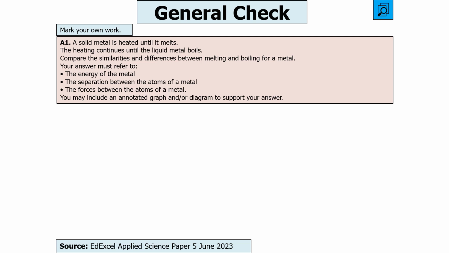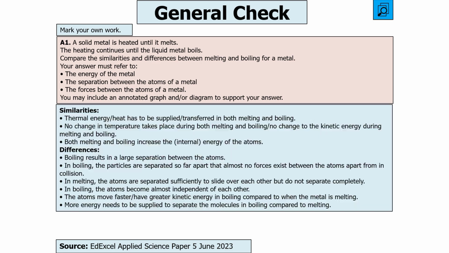Right. What's similar about the solid and the liquid metal? Well, the first thing is, in similarities, energy has to be supplied in both melting and boiling. So it means that both melting and boiling will increase the overall internal energy of the atoms in the metal. Now, in terms of the melting and boiling, it's a change of state. So we know during a change of state, there'll be no change in temperature because there's no change to the kinetic energy store of the substance, only the potential energy store.